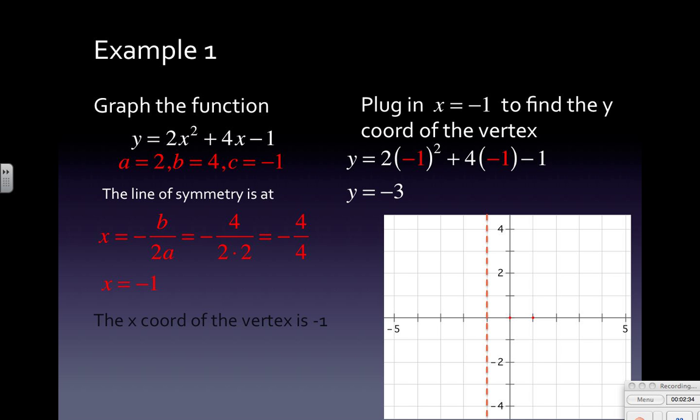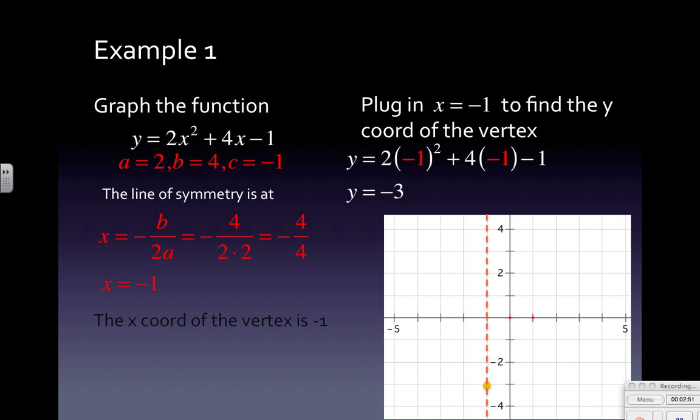Plus 4 times negative 1 is negative 4. So 2 plus negative 4 is negative 2. And negative 2 minus 1 is negative 3. So y is equal to negative 3. So that tells me that the coordinate of the vertex is negative 1, negative 3. So I plot that point right on my graph.